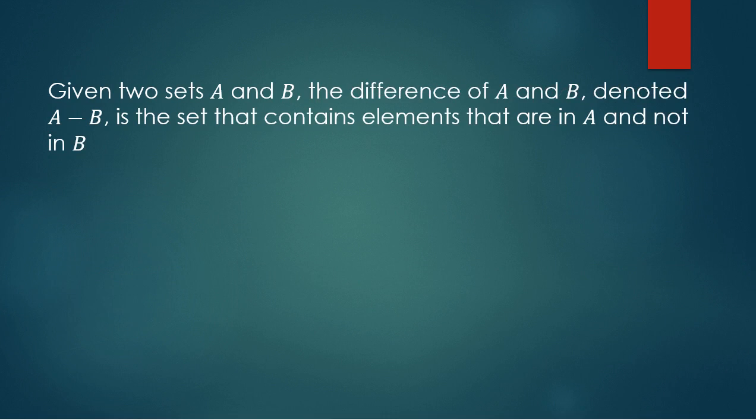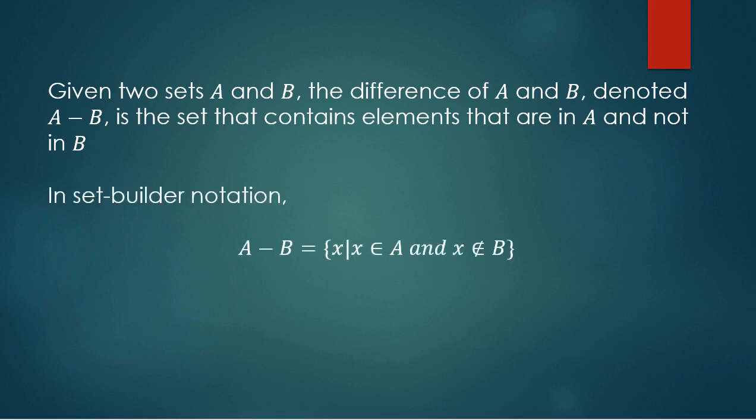Another set that we can create given two sets A and B is the difference. The difference of A and B, which is denoted A minus B, is the set that contains elements that are in A and are not in B. So in set builder notation, the set of all x such that x is in A and x is not in B.